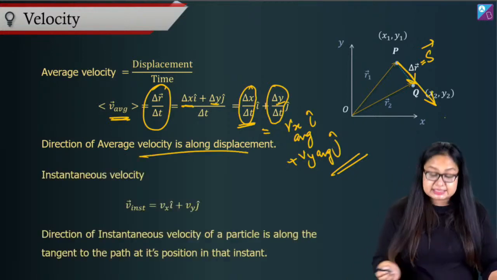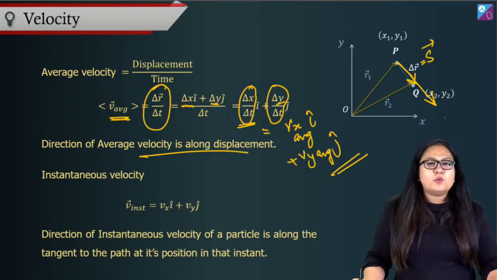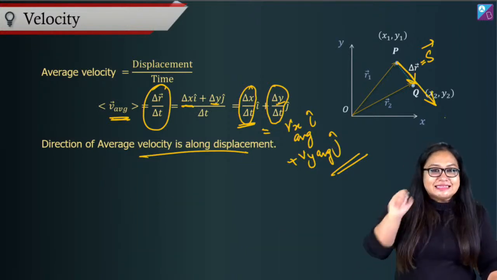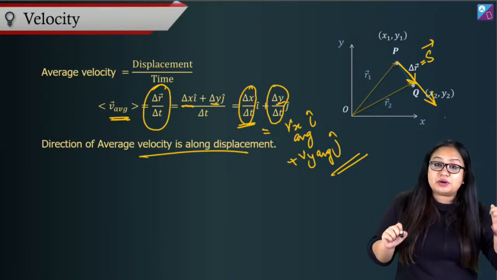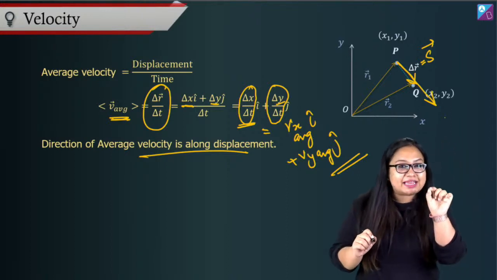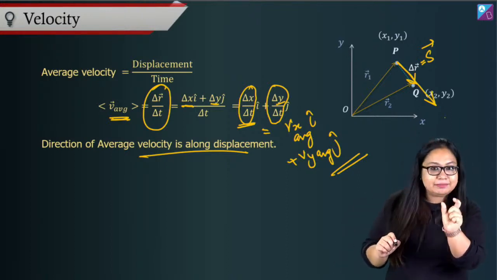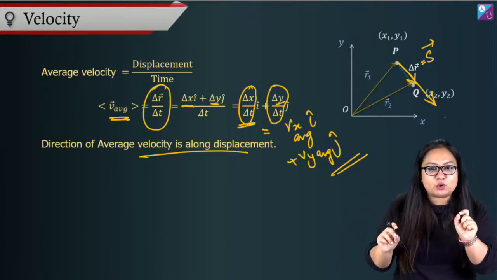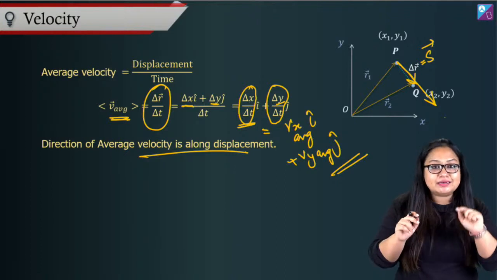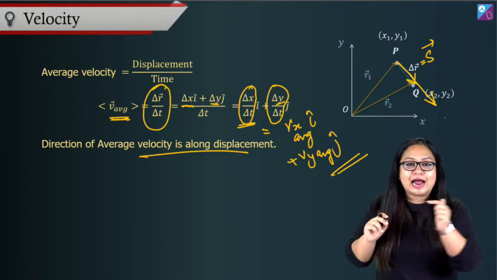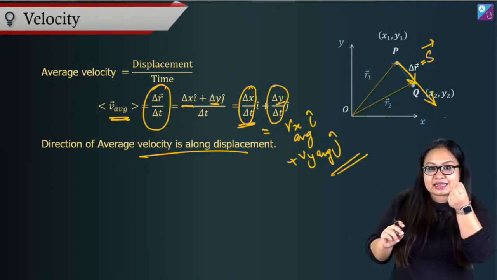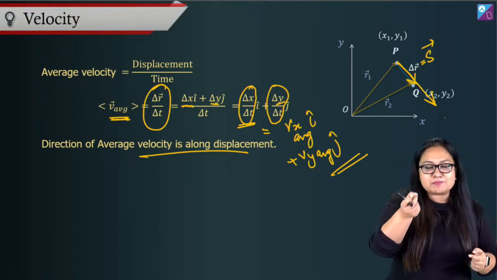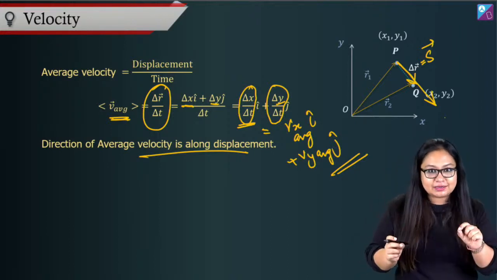Direction of average velocity is, yes, along the displacement vector. What about instantaneous velocity though? Instantaneous velocity, as we talked about in the previous session, is when you take the delta t, the time interval, and take it very close to zero. Limit delta t approaching zero. That becomes instantaneous, at that instant. What is an instant? An instant is a very small duration of time, right?